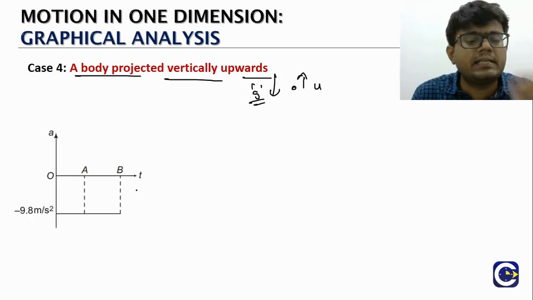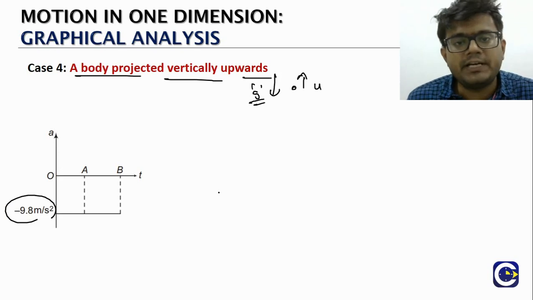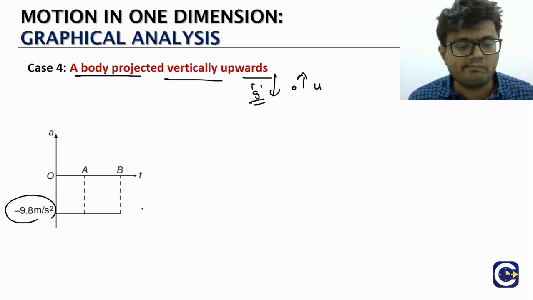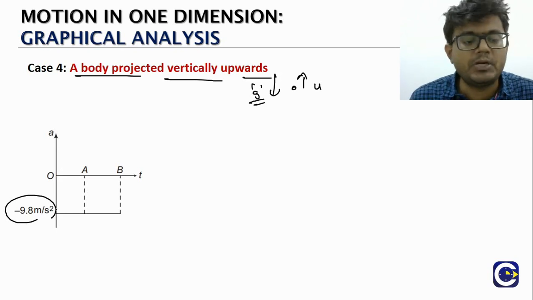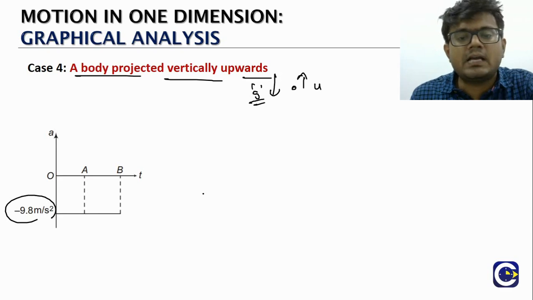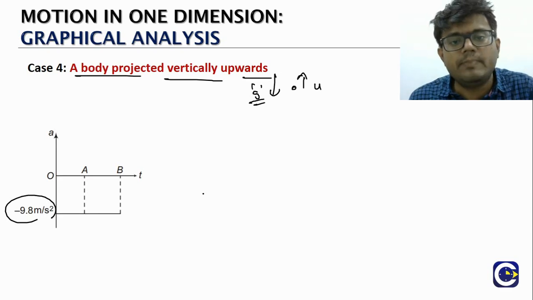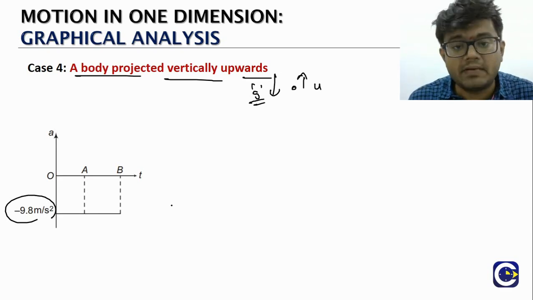So what about the acceleration time graph? g is approximately 9.8 meter per second square, but we take it as negative. So it will be minus 9.8 meter per second square. Why are you putting minus? Because in our sign convention upward is positive, which means down will be negative. That is about the acceleration time graph.